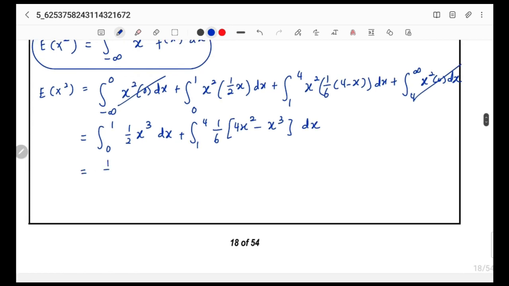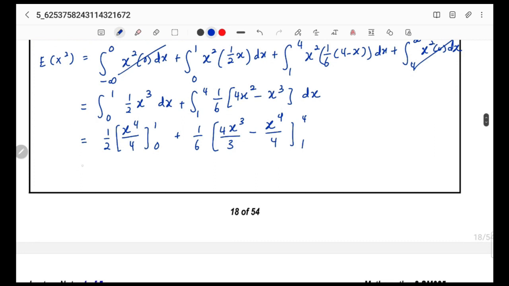Then integrate. And then substitute the value. Here, when we substitute x equal to 1, we're going to get 1 over 4. X equal to 0, we're going to get 0. And here, substitute x equal to 4, we're going to get 64 over 3. And then substitute x equal to 1, we're going to get 13 over 2. So the final answer is 7 over 2.